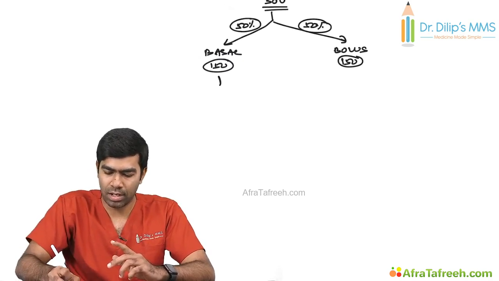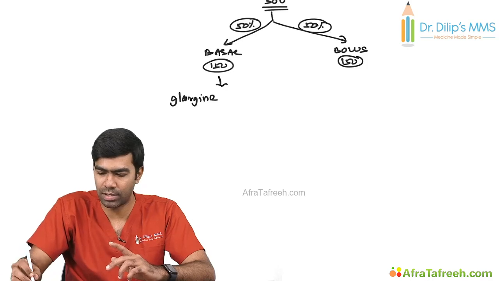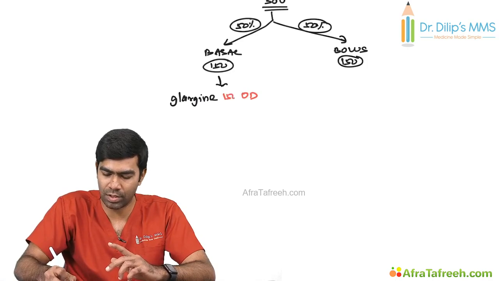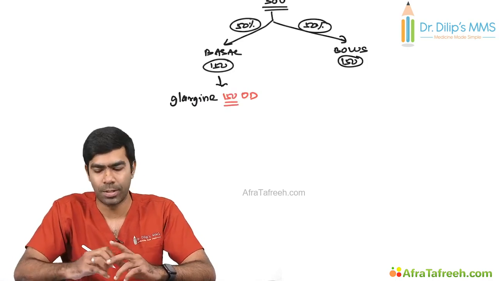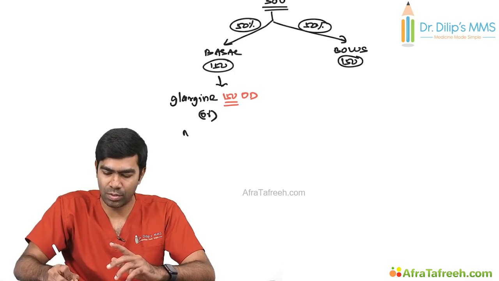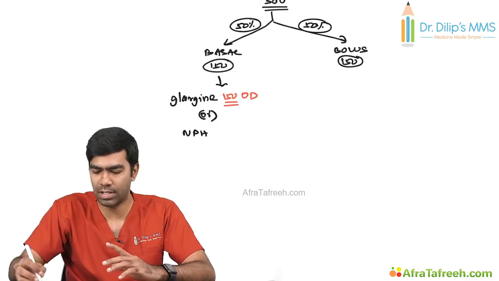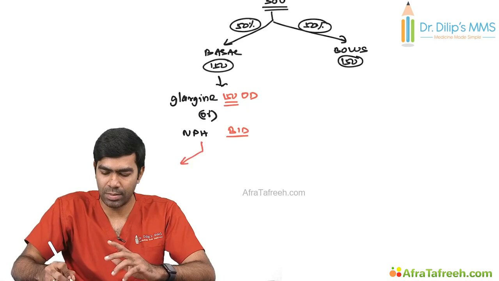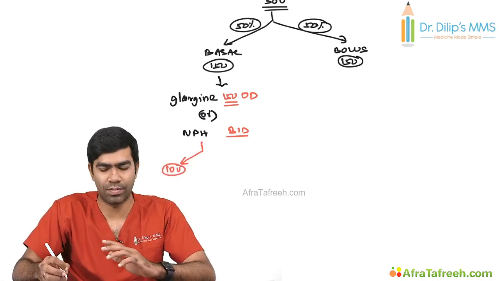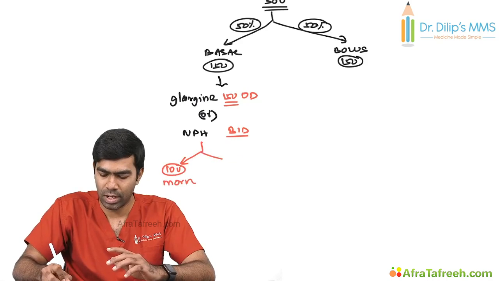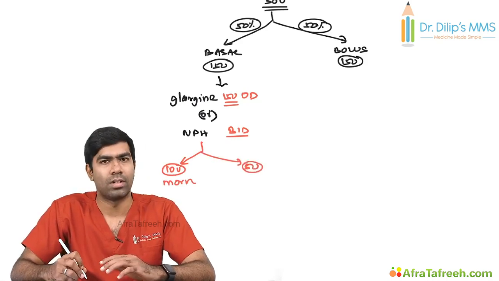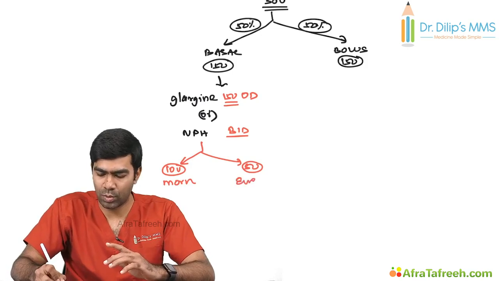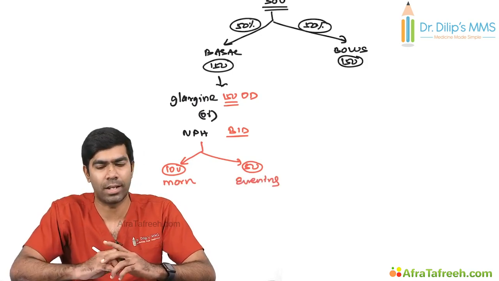And the basal, I can either give a long-acting insulin like Glargine, which will be given as a once daily formulation. So in this setting, I'll be using the entire 15 units as once daily dose. Or alternatively, I can use NPH as well, but NPH has to be given in twice a day dosing. In this setting, I'll be giving 10 units, that is 2/3 of the 15 units in the morning, and the remaining 5 units of the 15 units in the evening, that is 1/3. So that's the basic idea.